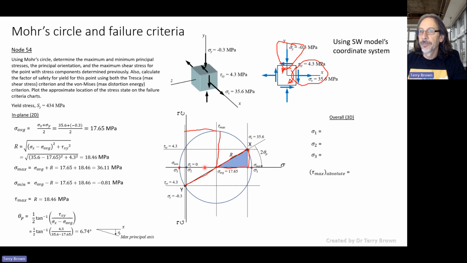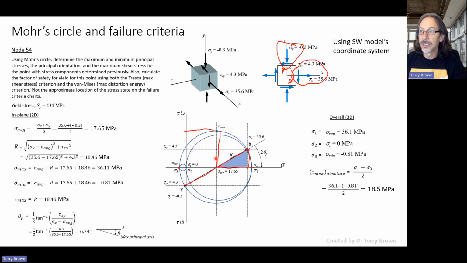Then once we've done that, we can draw two more Mohr's circles, one between stress 2 and stress 3, and another one between stress 1 and stress 2. Overall maximum stress is 36.1. Overall minimum stress is stress 3, which we calculated before, and we have this intermediate stress here, which is 0. In this case, the maximum absolute shear stress is stress 1 minus stress 3, which happens to be the same as the in-plane maximum shear stress.